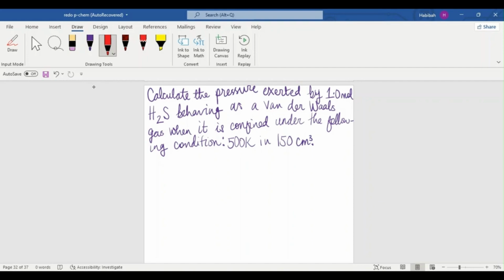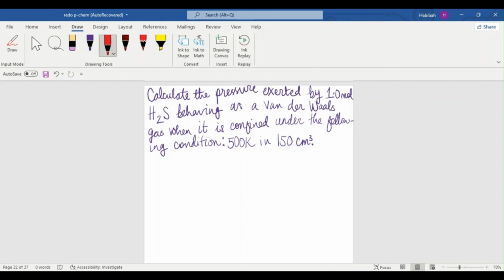Salam and welcome everyone. So today we're going to be working on the question on the screen that says, calculate the pressure exerted by 1.0 mole H2S behaving as a van der Waals gas when it is confined under the following condition: 500 Kelvin in 150 centimeter cubed. So calculate the pressure exerted by 1.0 mole of H2S gas.